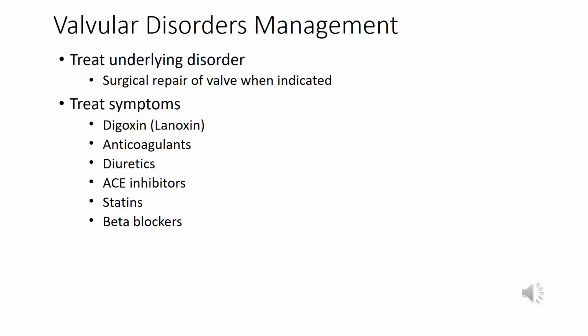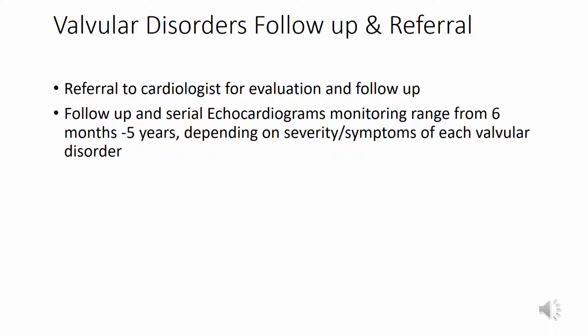Murmurs can be managed medically or surgically depending on the etiology and the severity of the underlying condition. For example, if you have a valve that is stenotic or regurgitant and it's pretty severe, that may require surgical repair. You can treat medically with certain medications, and this is mainly for symptom control. Referrals can be made to cardiology for evaluation and follow-up. If you don't have a confirmed diagnosis or if you have poor symptom control, this is a good reason to refer to cardiology as well.